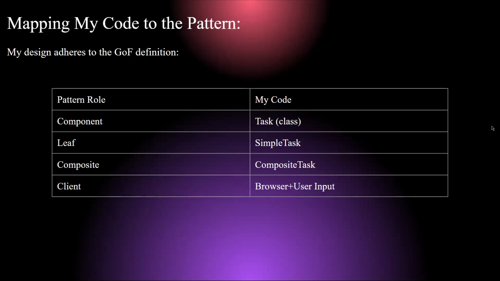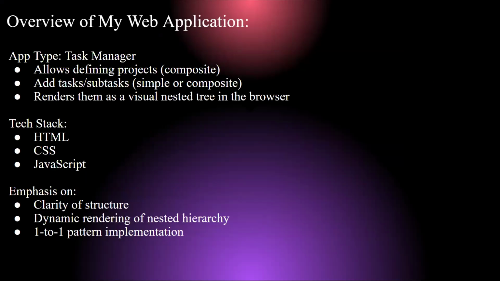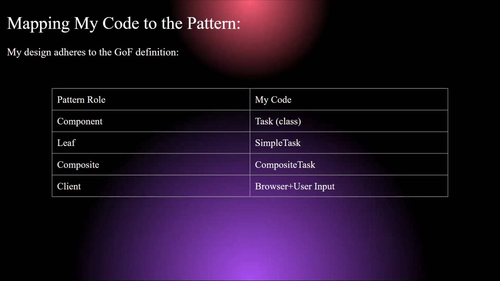Now, the mapping of the app to the composite pattern. This table maps each part of my code to the standard composite pattern rules. So the task is the abstract component, the simple task is the leaf, the composite task is the composite, and the client is the browser and the user interacting with the app. This implementation is faithful to the pattern and reflects the Gang of Four's original intent.